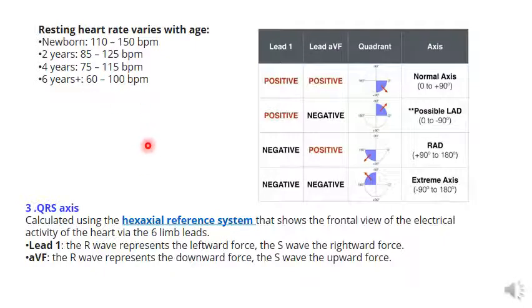Now we come to the QRS complex, calculated using the hexaxial reference system. We usually use lead 1 and lead aVF, so they are perpendicular to each other. The electrical activity via the 6 limb leads: in lead 1, the R wave represents the leftward force and the S wave the rightward force. In aVF, the R wave represents the downward force and the S wave the upward force. Each one is opposite to the other.